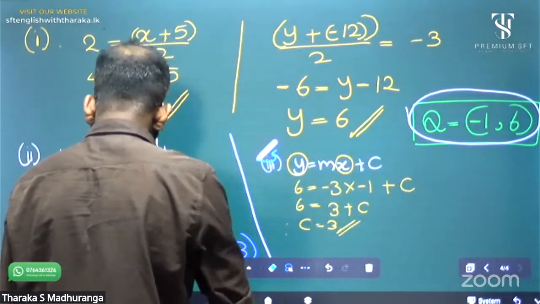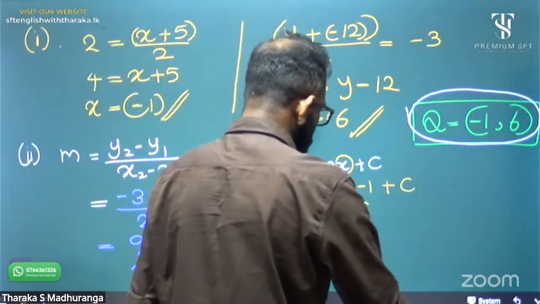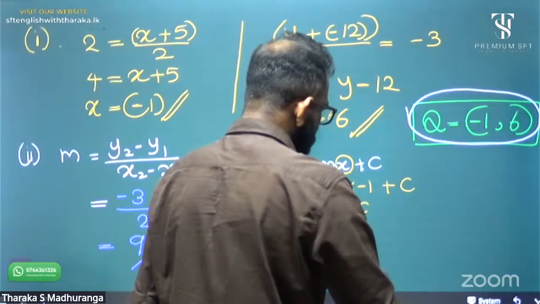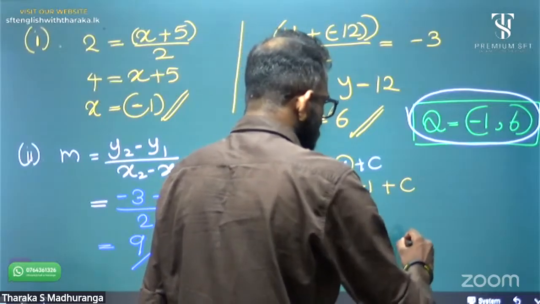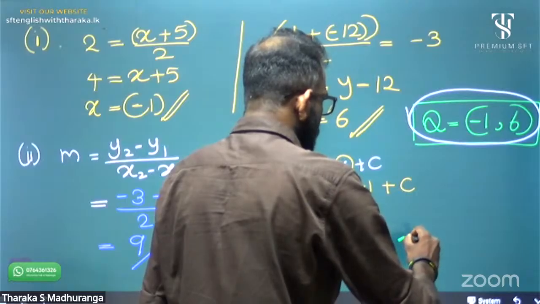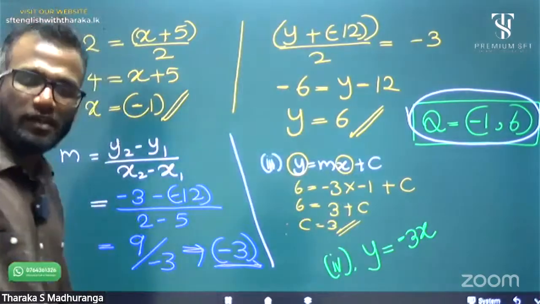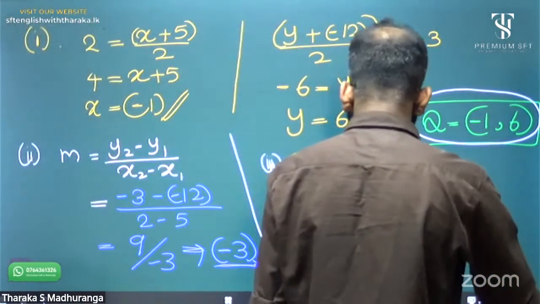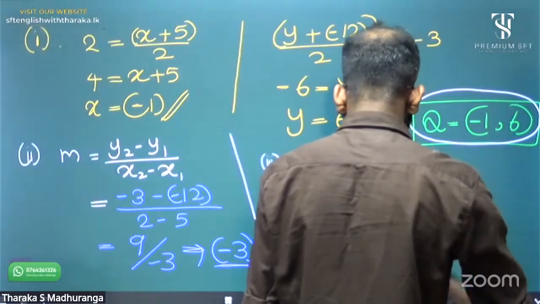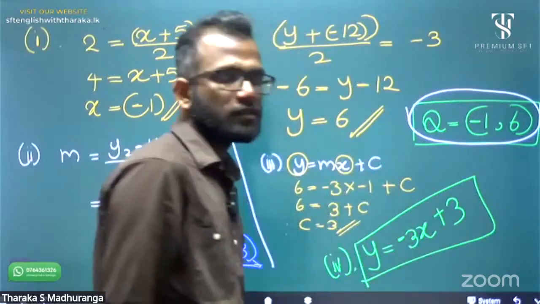Now we can say the equation of our straight line, question part 4. What's the equation? y is a variable, y equals minus 3, because that is the gradient, x is another variable, plus c. Okay, y equals minus 3x plus 3 is the equation of this given straight line.